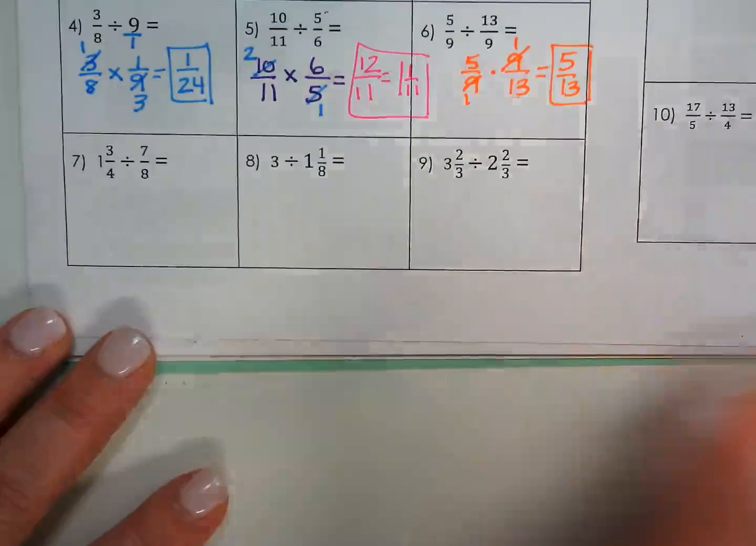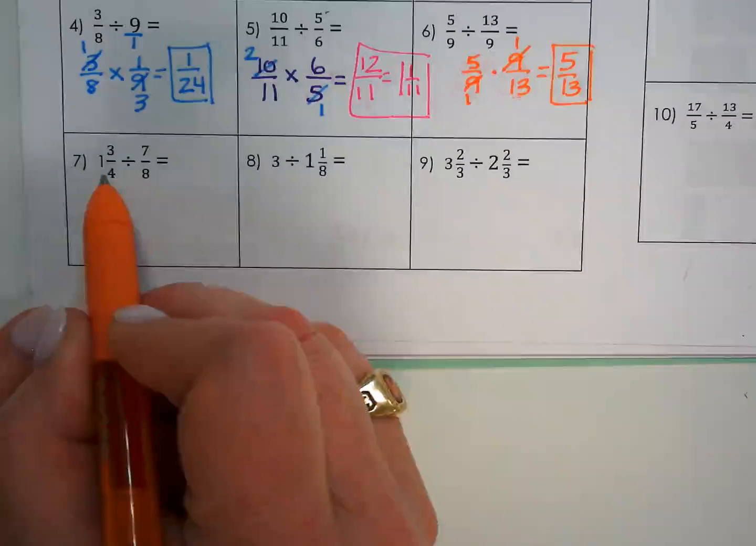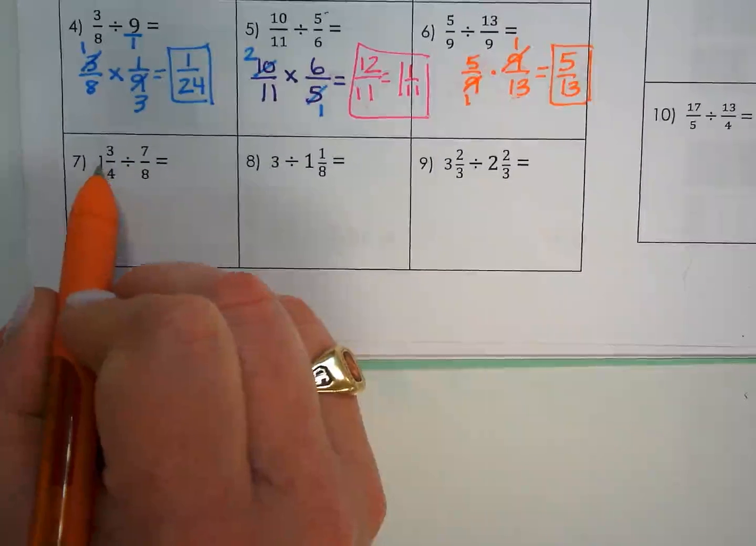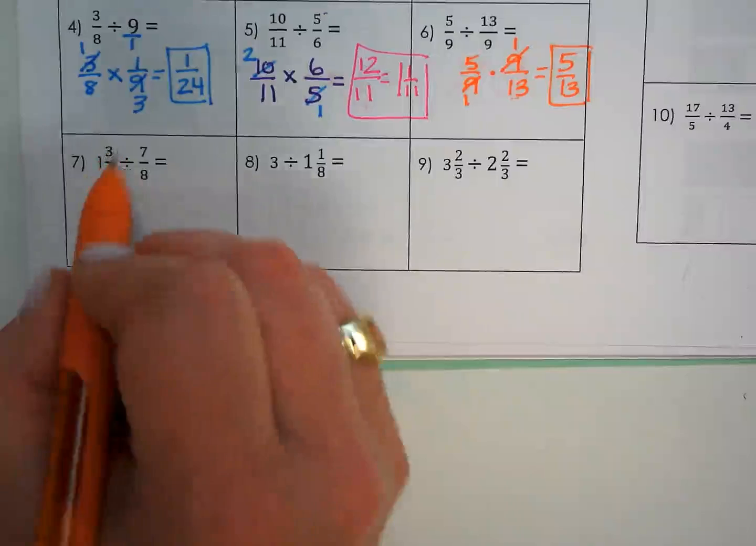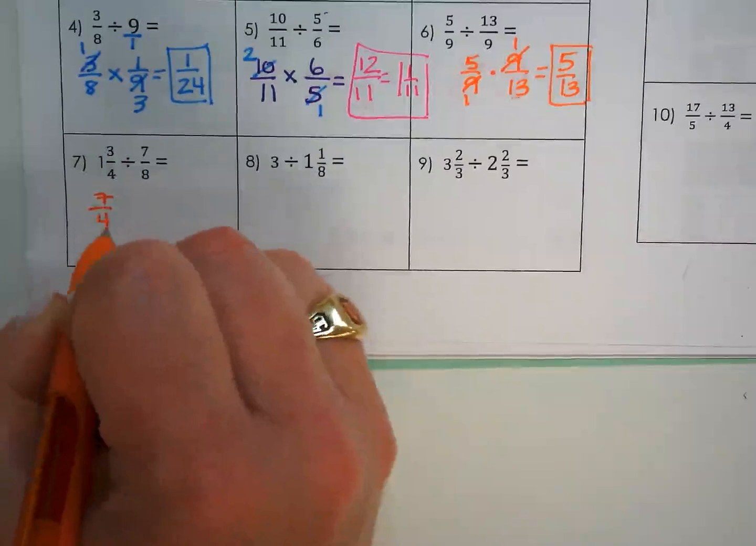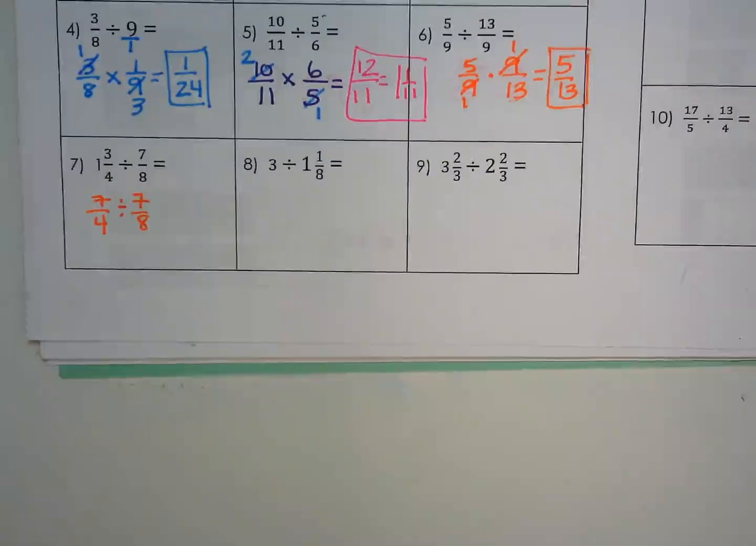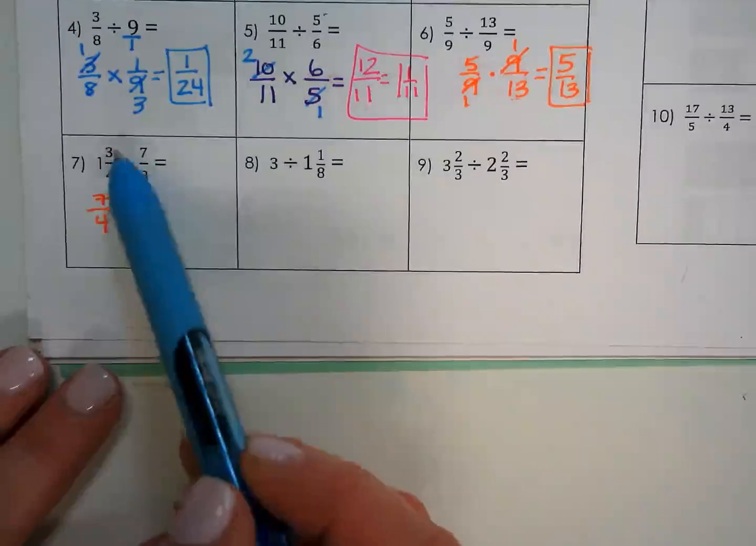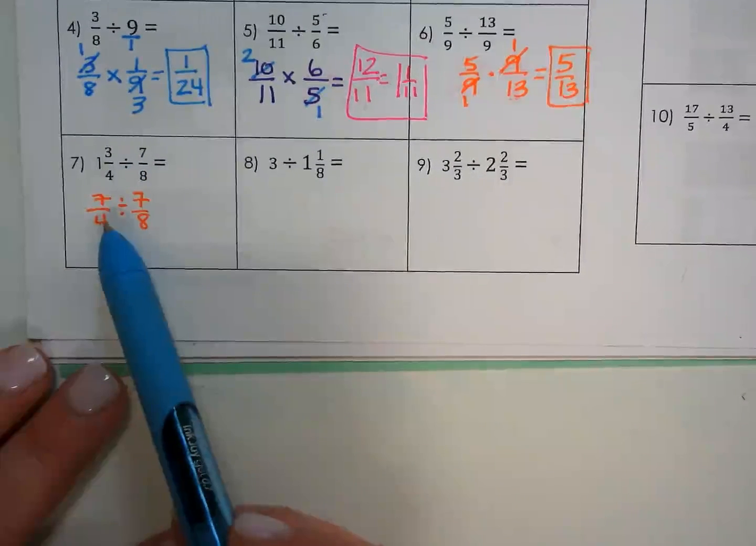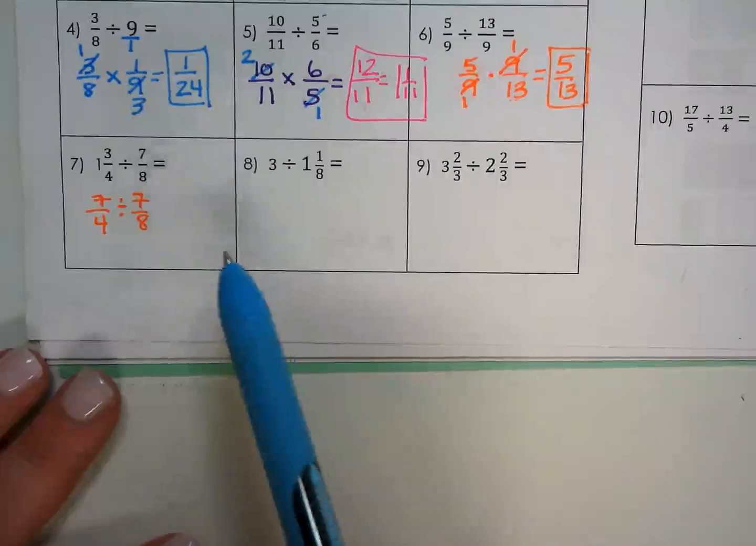So question number 7, first we have to change it into an improper fraction. 4 times 1 is 4, plus 3 is 7. That's 7/4. And we're going to keep this a division problem for a second because a lot of times kids will try to do everything in one step and we mess something up along the way. So all I did, this first step, all I did was change this mixed number into an improper fraction. Haven't changed anything. I haven't flipped anything.